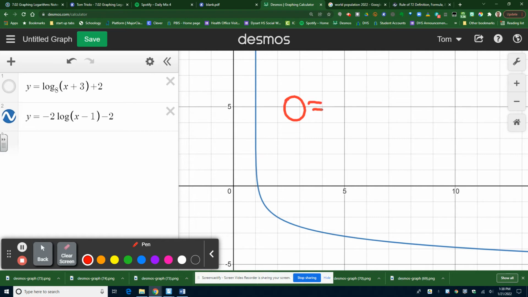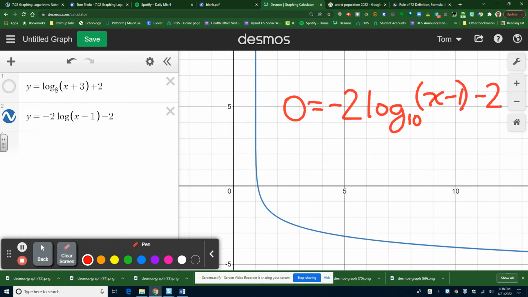0. So 0 equals negative 2 log. Oh, wait. Where's my base? There's no base. So it's 10. There's always a base. This is a common logarithm. If I don't put the base in, it is understood to be 10. So I'm going to put that in there right now because we're going to need that in a minute.